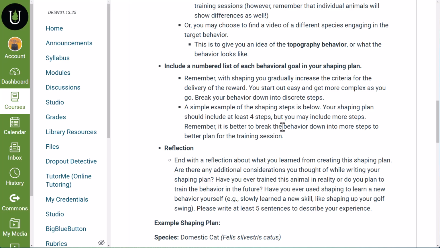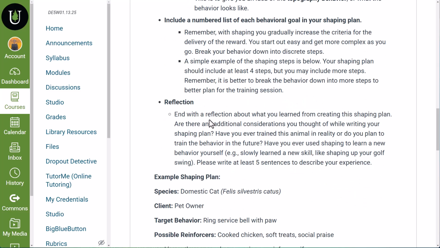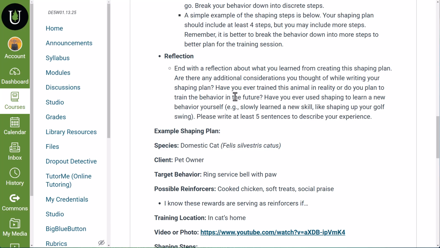And then it wants you to include a numbered list of each behavioral goal. What you're going to essentially do when you shape a behavior is you're going to do it in steps. Like we saw in the cat video. First, they gave them a treat immediately. They didn't have to go far to touch the object. Then she moved the object further away, so they had to go and touch it. And she kept moving it further and further away. So how are you going to shape it? What are the steps you're going to use? And then you're also going to write a reflection about what you learned by creating this shaping plan.